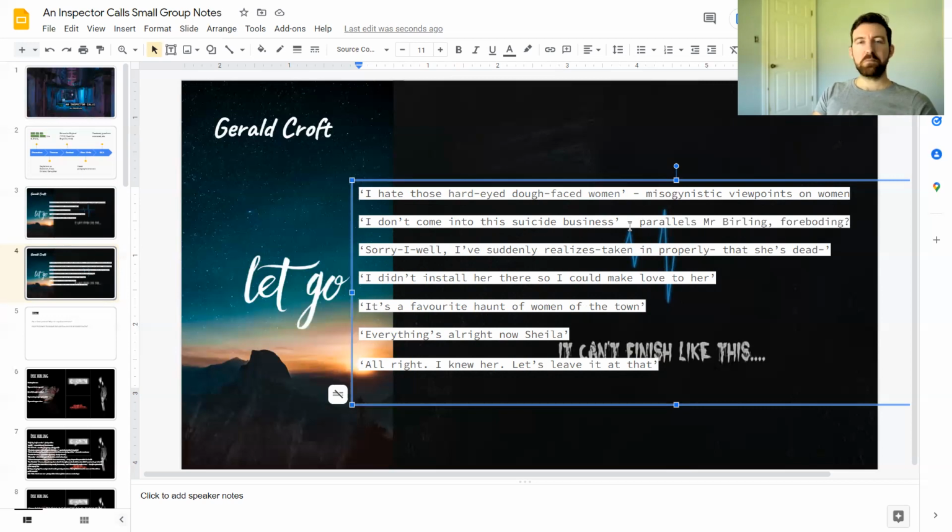He says, look, I don't come into this suicide business. So it parallels Mr. Birling. He's trying to shirk his responsibility. He's trying to get his fiancée to cover this up as well. And that's then doubly devious, really, right?